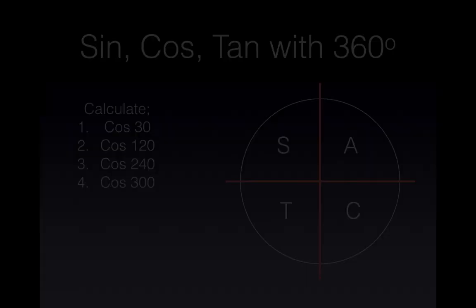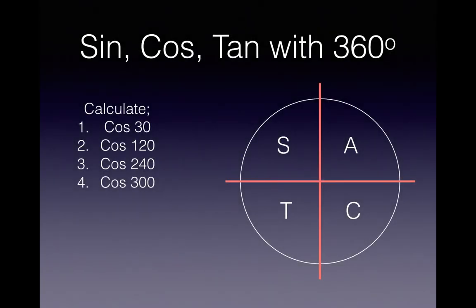Now on to the next slide, and do the same thing. So cos of 30, it's going to be positive because it's in the first quadrant. Cos of 120, it's in the second quadrant, you'll get a negative value for that. The third one, 240, is in the third quadrant, the cos of an angle is negative there. And the last one, the cos of an angle is positive there.